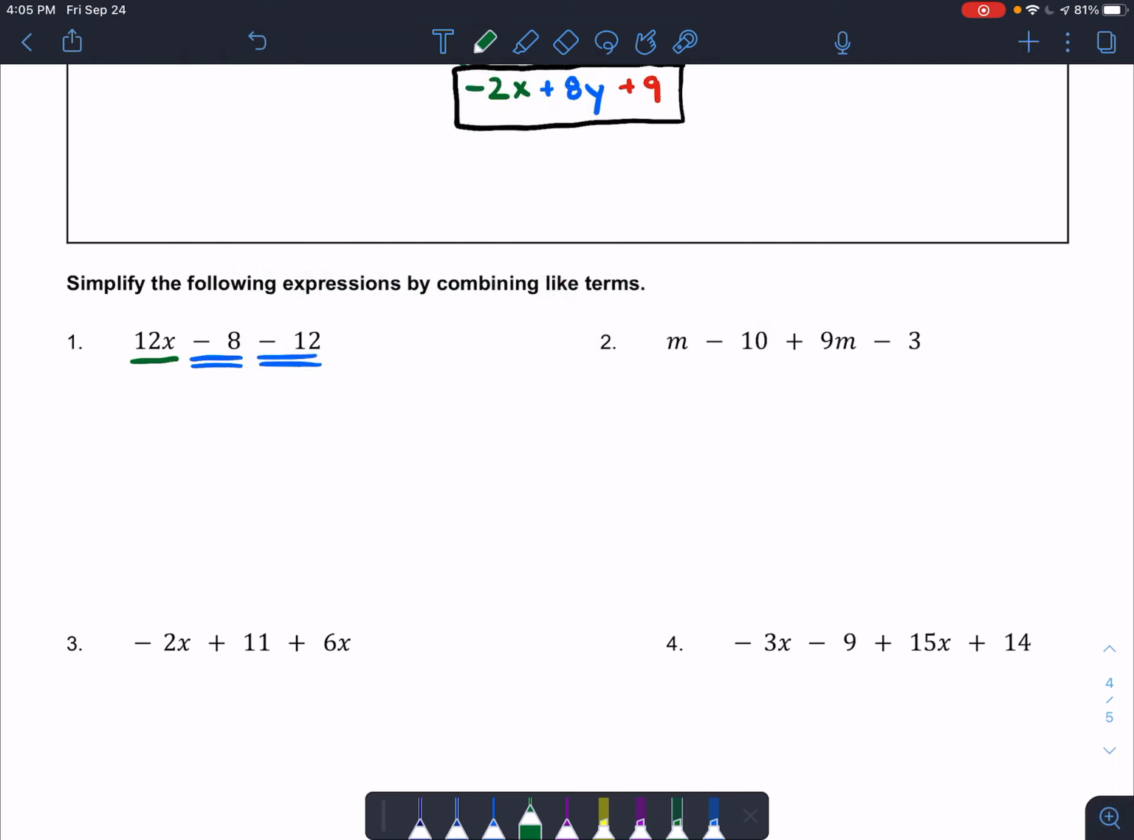Well, 12x, I can't do anything with. There's nothing to combine with it. But I have two numbers, we call them constants. I have two values that I can combine together to think about as one idea. So if I have negative 8 and I subtract 12 from negative 8, if you have a calculator, of course you can use it, I know that that is negative 20. And now I once again have my final simplified expression.